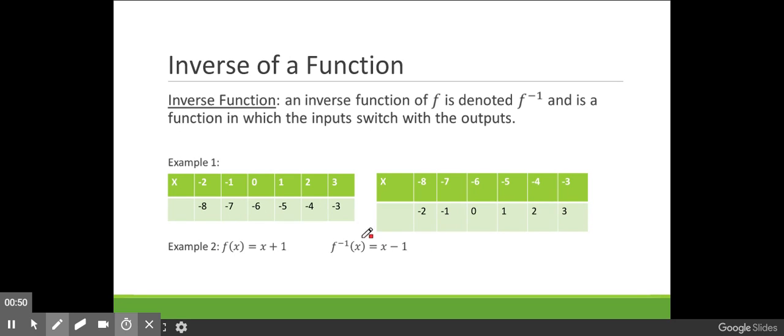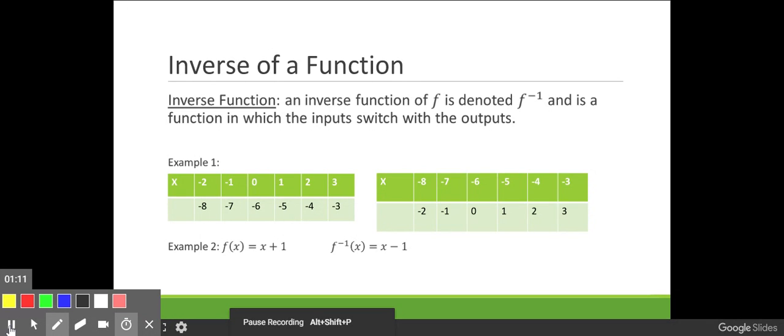For an equation, this is what an inverse of an equation would look like. So this is f of x, x plus 1. F inverse of x would be x minus 1. So there is a mathematical way to do this. It's not just taking anything that's positive and making it negative, as you can see. And I'm going to show you a couple examples of how to do that.